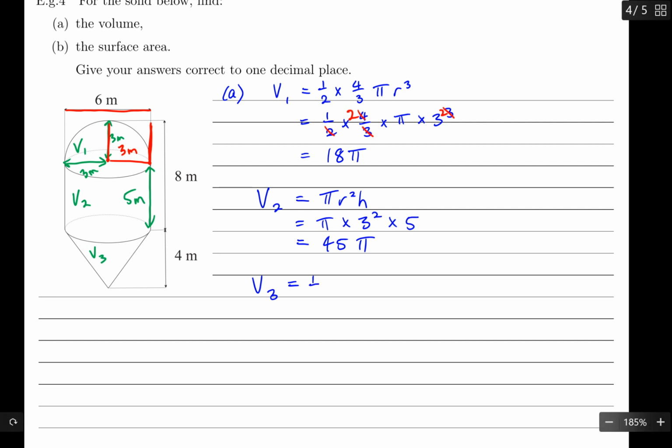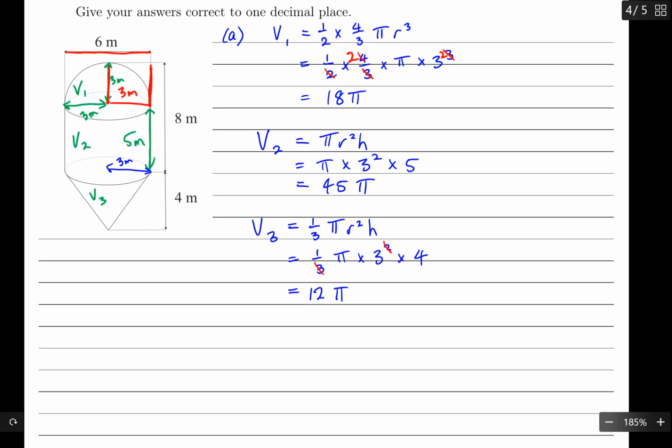That's going to be 1/3 pi r squared h. Before we sub in, let's just check we've got everything we need. I'm pretty happy that the radius here is in fact 3 meters. And the height, which is the perpendicular height of the cone, we do have that, it's 4. So we're ready to substitute in. That's a third pi times 3 squared times 4. Again, I might cancel some indices here: a 3 cancelling with the 3 squared. When the dust settles on that, 3 times 4 gives me 12 pi.